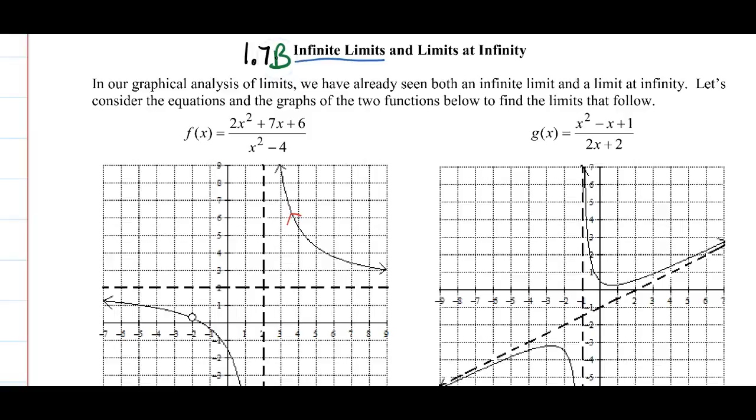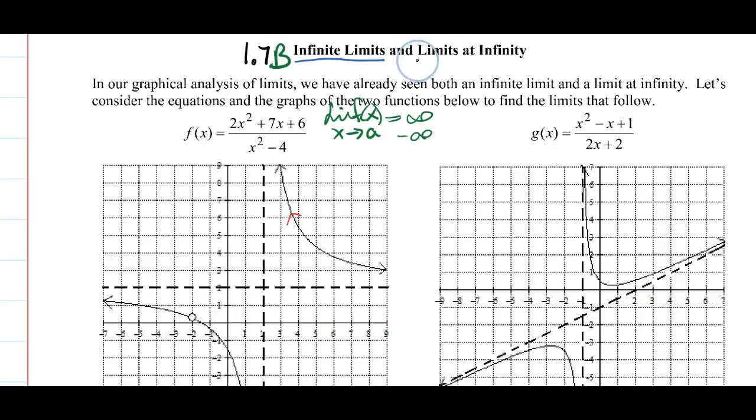1.7b. In the first part, we looked at infinite limits. These are limits where we took the limit as x approached some value a, and the result of that limit was an infinite answer, either positive infinity or negative infinity.